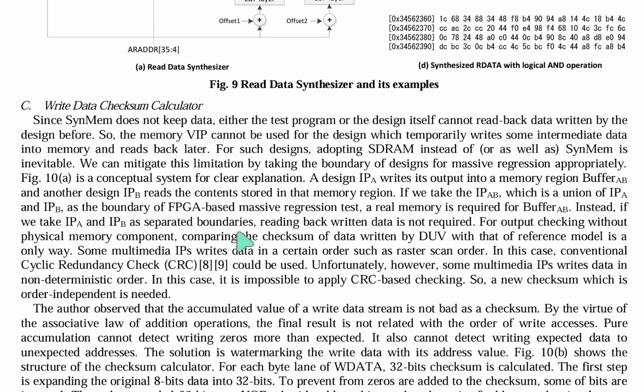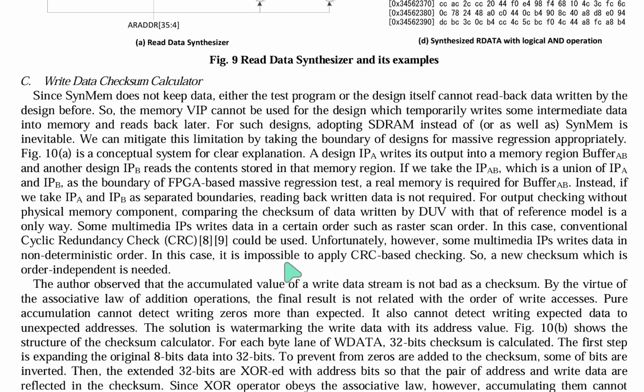For checking without a physical memory component, comparing the checksum of the data written by the DUV with that of the reference model is one way. Some multimedia IPs write data in a certain order, such as a raster scan order. In this case, conventionally, cyclic redundancy check, CRC, could be used. Unfortunately, however, some multimedia IPs write data in non-deterministic order. In this case, it is impossible to apply CRC-based checking, so a new checksum, which is order independent, is needed.